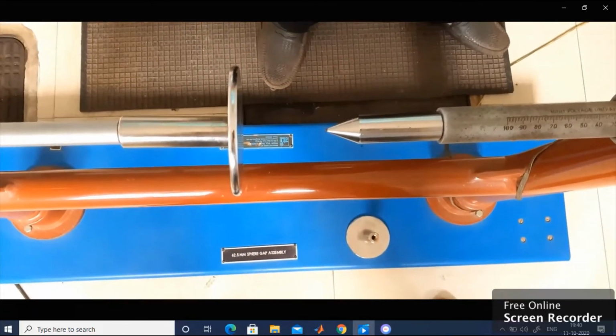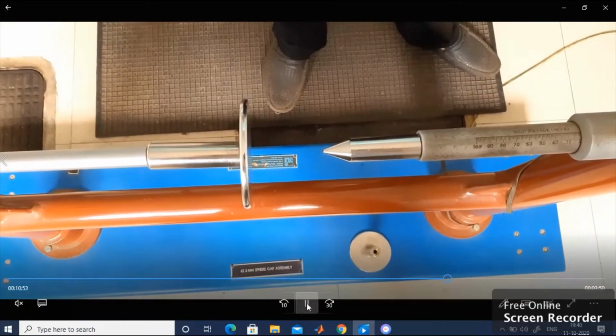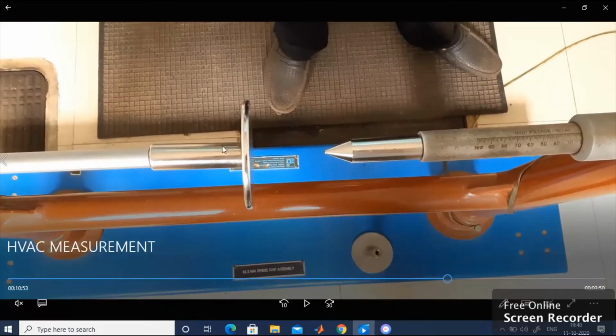Once it has been done, let us go for another combination. I'll be doing the next combination, that means plane to point. Here the plane belongs to the high voltage side, and the point belongs to the low voltage side. That is why it is known as plane to point configuration.